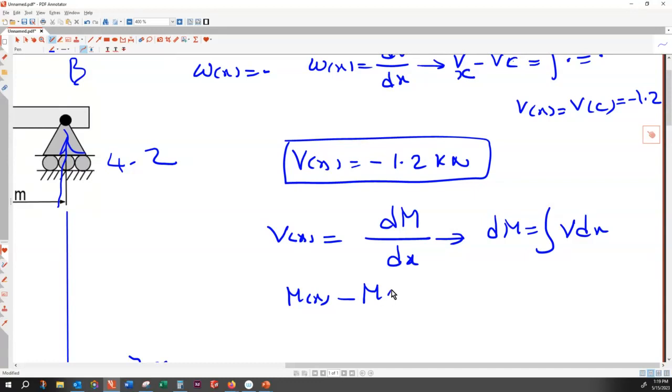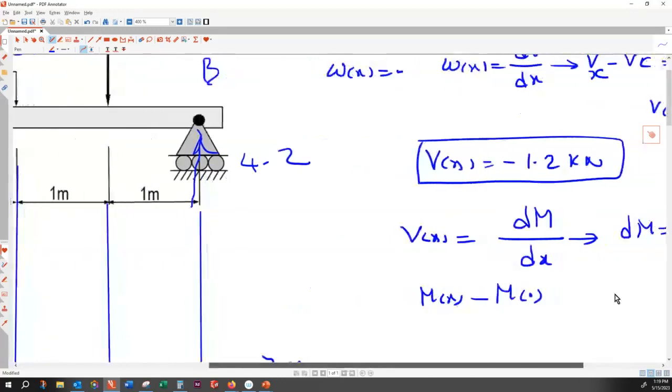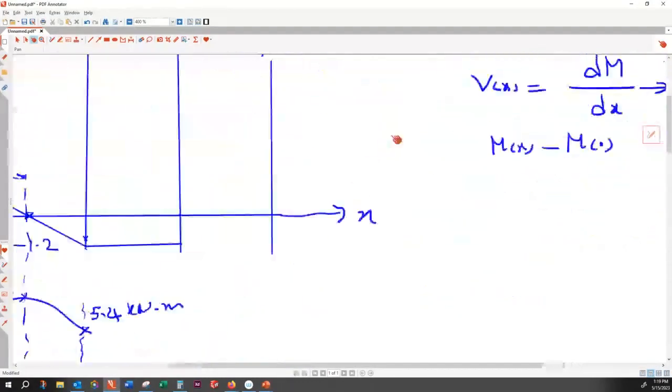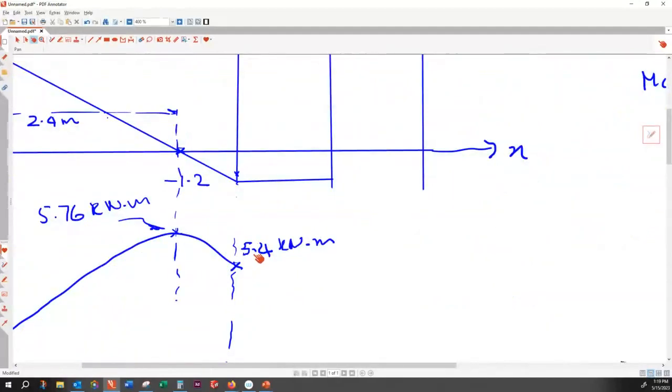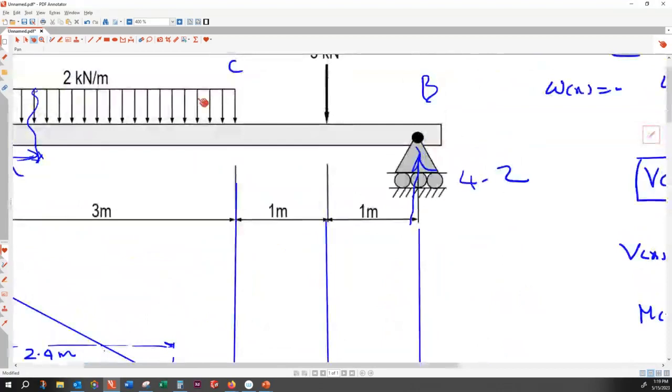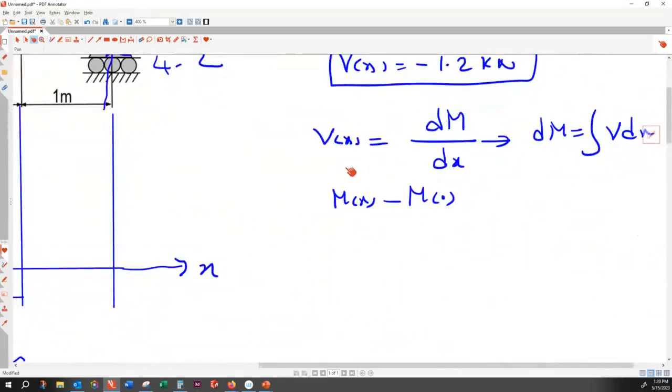So over that period, that is M of x minus M at 0. What is M at 0? M at 0 is 5.4, and there is no point bending moment there, so this has to be continuous. The left value and right hand value are equal because there is no point bending moment here. So that should remain constant. M of x minus 5.4 is equal to the integral of V of x.